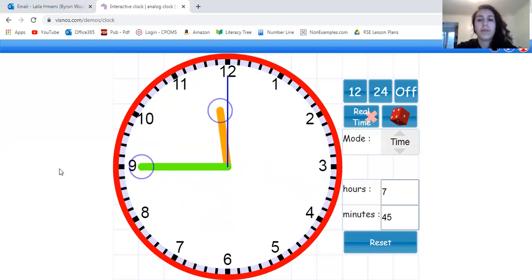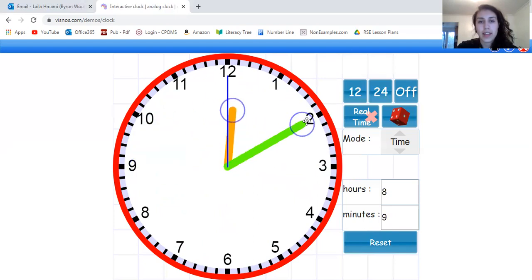What is the time now? Well done if you said 11:45, because it's going to 12. So 11:45.